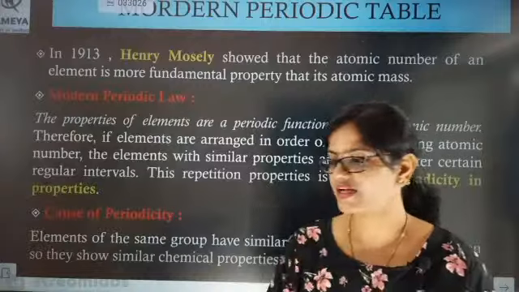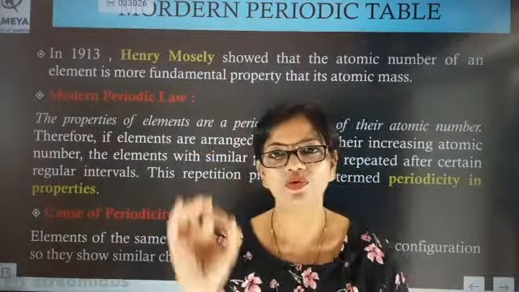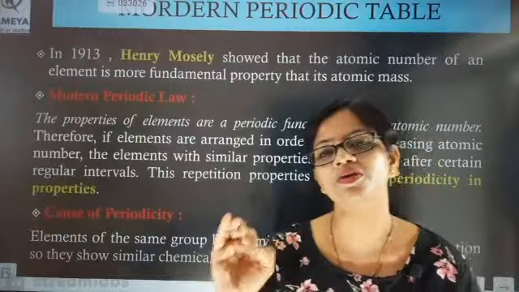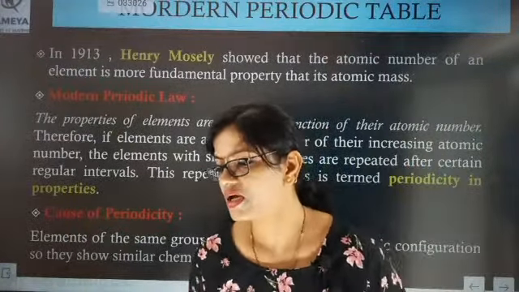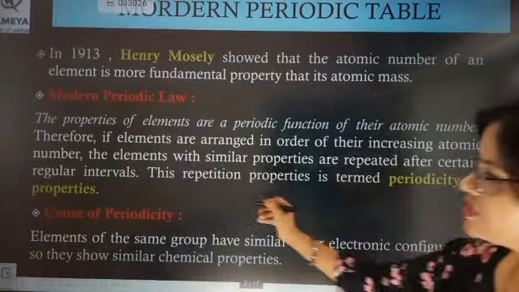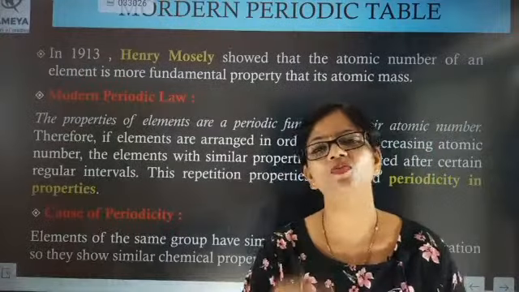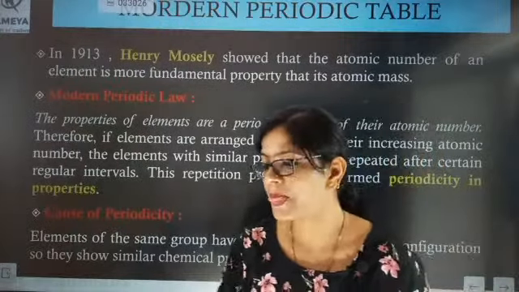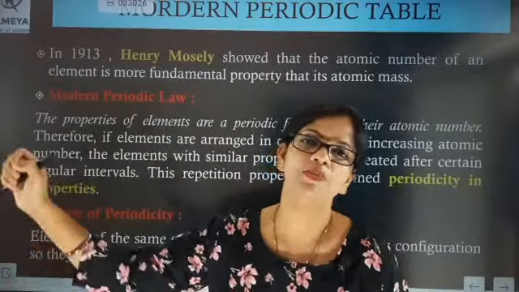Stability. You are presenting the elements in the most stable form in the modern periodic table, and more stability is generated when you are representing the elements in atomic number, not in atomic mass. Okay, so what is periodicity in properties? Just understand what periodicity in properties means, beta. The elements are arranged according to their increasing atomic number.